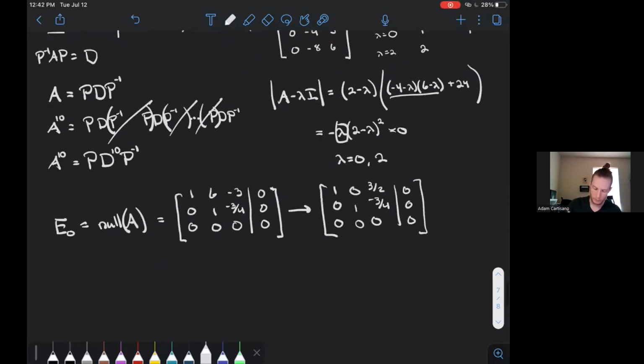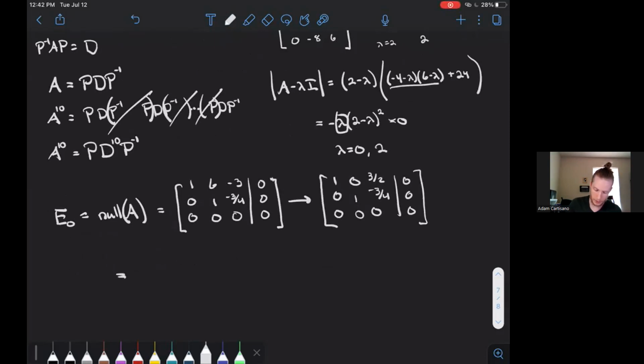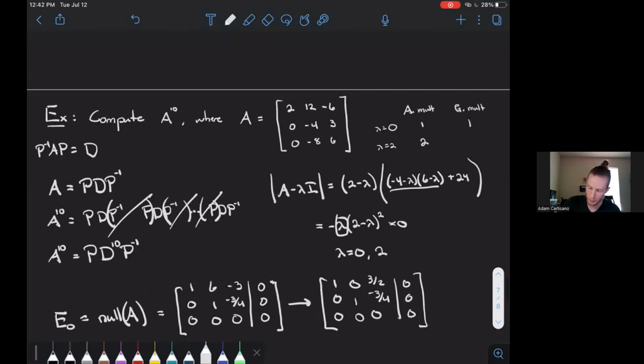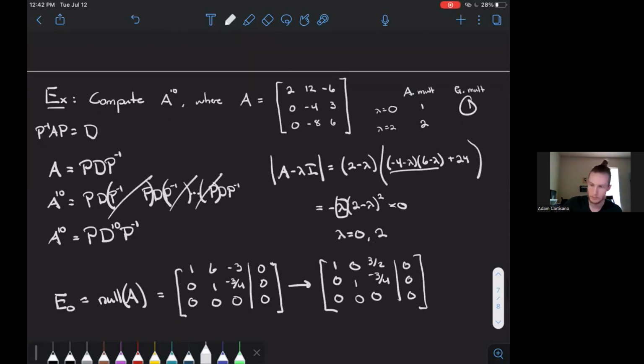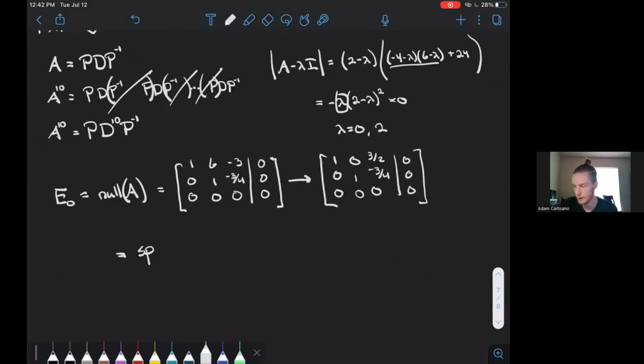So E0 is going to be the span. Notice there's one free variable, so that confirms that our geometric multiplicity is 1. Geometric multiplicity is the dimension of the null space, which is also the number of free variables, right? So span of 1, 3/4, 3/2.